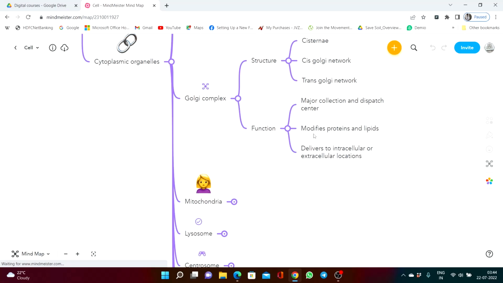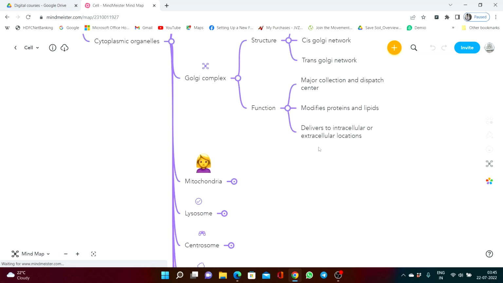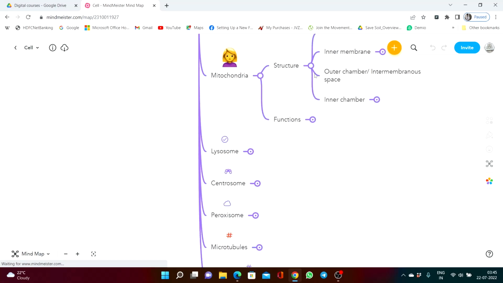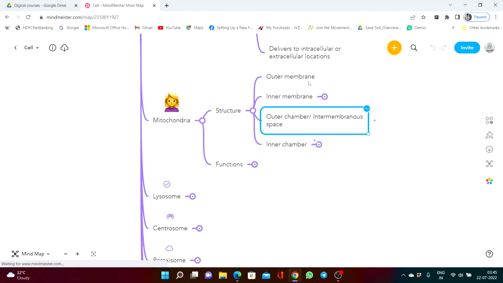It modifies proteins and lipids, then delivers these modified proteins and lipids to intracellular or extracellular locations. A very important component is the next component, that is mitochondria. It is a double membrane structure which has the outer membrane and the inner membrane.